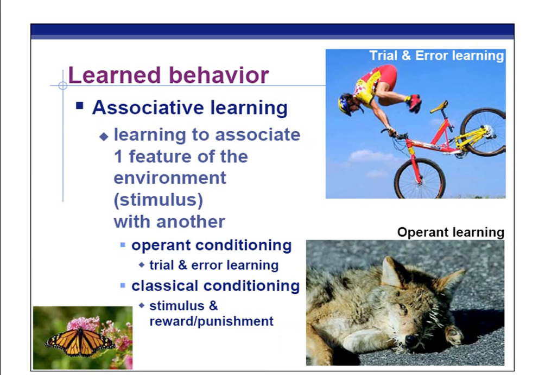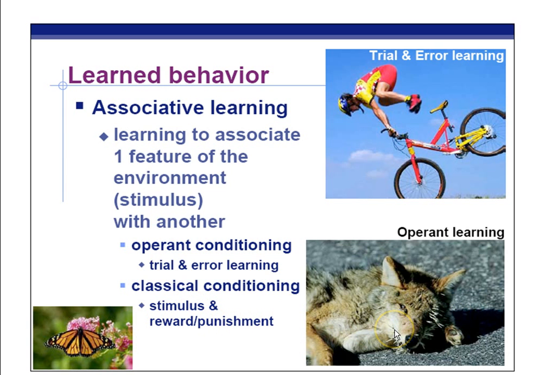And then we have learned behavior. So we had innate behaviors like FAPs and taxis, kinesis. We had imprinting, which was a combination of the two. And learned behavior, we have a couple different types. The first type is associative learning, or associating one feature of the environment, which is a stimulus, with another. The first one we talked about was classical conditioning, where a stimulus resulted in a reward or punishment. The classic example was Pavlov's dogs.